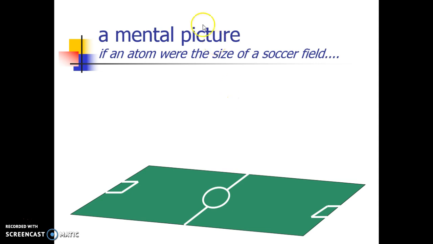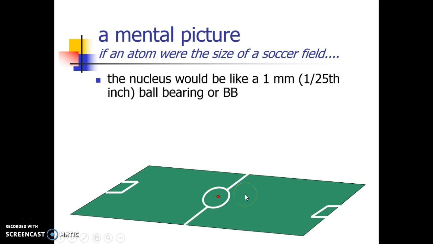Here's another nice example. If the atom were the size of a soccer field, the nucleus would be a little dot in the middle, about the size of a millimeter. That's the size of a ball bearing or a BB.